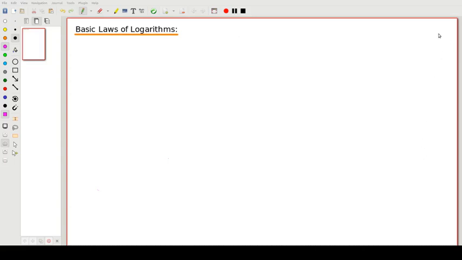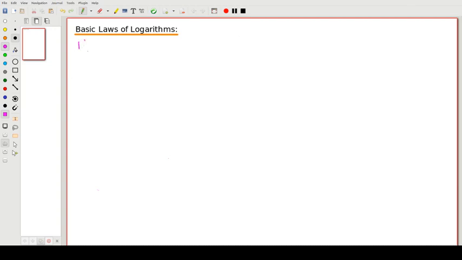Okay, in this video we'll only be looking at the three most basic laws of logarithms. Logarithms are in essence there to turn complicated things like multiplication into addition and exponentiation into multiplication. So it takes it one level down. So let's look at the basic laws.